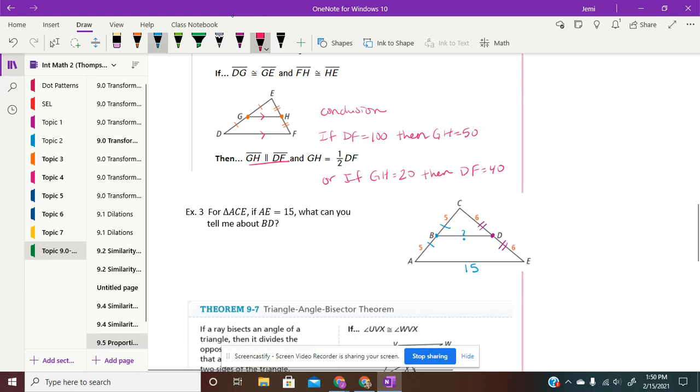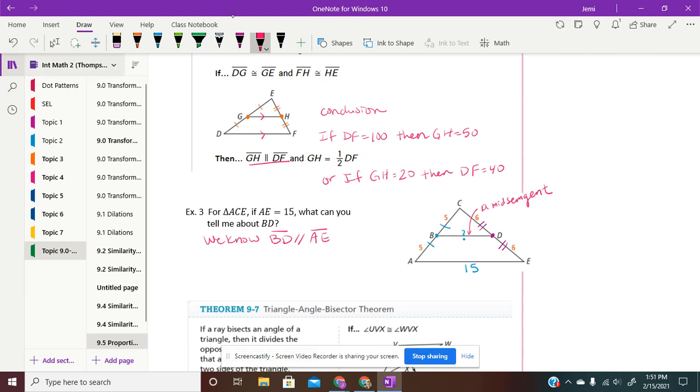Which means that this line right here is a mid-segment. The theorem above told us that the mid-segment is parallel to the third side. So what do I know about BD? We know BD is parallel to AE.